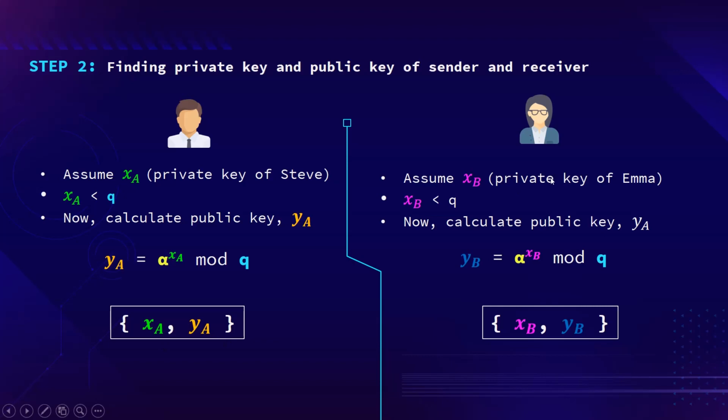Similarly, Emma will also assume a private key and find a public key. Let us suppose she assumes xb as a private key, and xb also has to be smaller than q, and she calculates yb, the public key of Emma, using this formula: alpha raised to power xb mod q. After this she also gets her own private key and a public key. Now Shiv will exchange his public key, ya, to Emma, and similarly Emma will exchange her public key, yb, to Shiv.